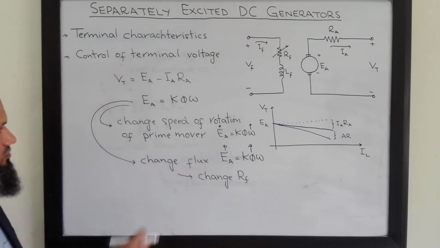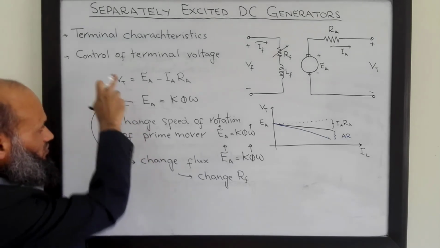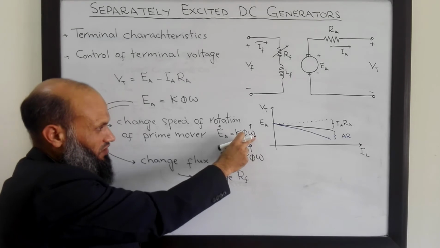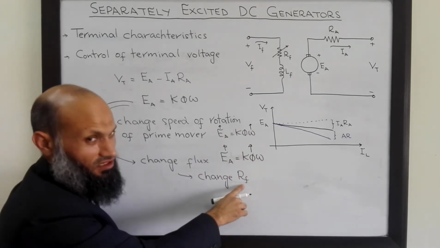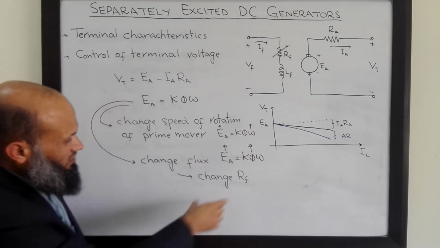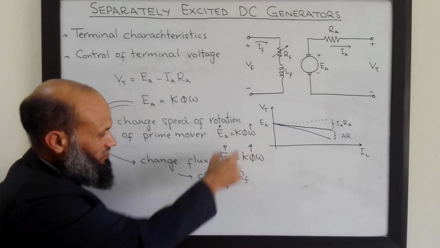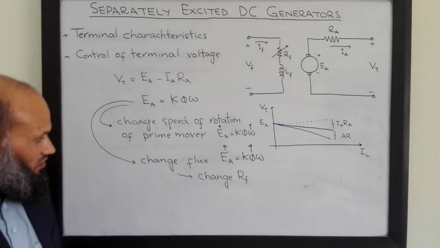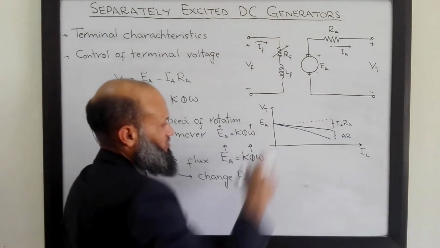So we can get a control on the terminal voltage either through changing the speed of rotation of the prime mover, or by changing the field resistance. The first approach is generally not convenient, and we follow the second approach to control the terminal voltage.